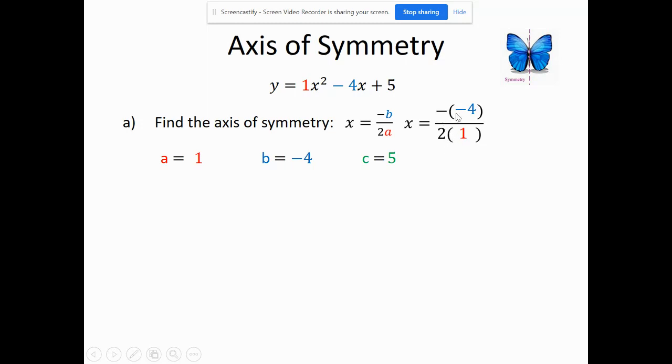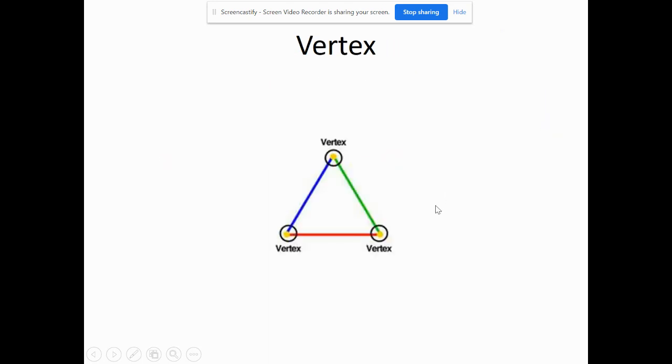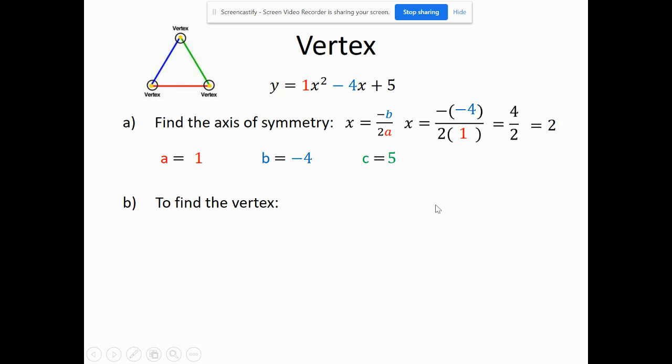So what's the opposite of negative 4? A positive 4. And 2 times 1 is 2. So 4 divided by 2 is 2. So I know my axis of symmetry is at x equals 2. X equals 2 is the axis of symmetry.